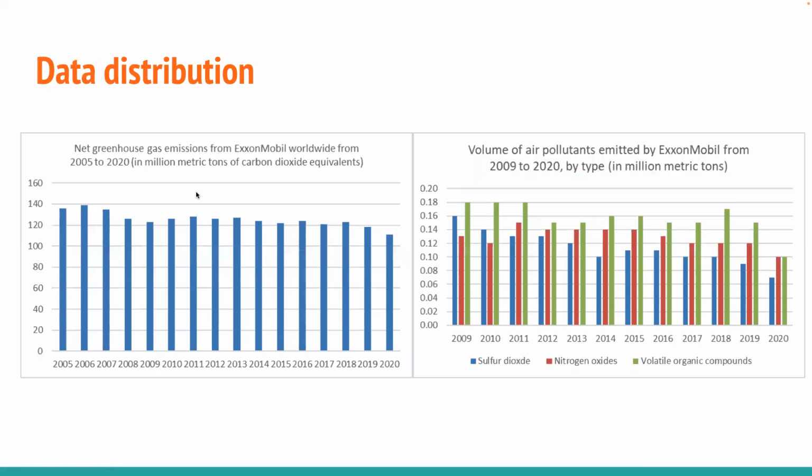And then we have a data distribution. We can see the net greenhouse gas emissions from ExxonMobil worldwide from 2005 to 2020. And then the volume of air pollutants emitted by ExxonMobil. So this breaks it down into what are the types of emissions that are coming out: sulfur dioxide, nitrogen oxides, and volatile organic compounds. As we can see over here, there's a slight decreasing trend. If they want to reach their goal by net zero at 2050, we're definitely going to need to bring this down more over the next few decades.